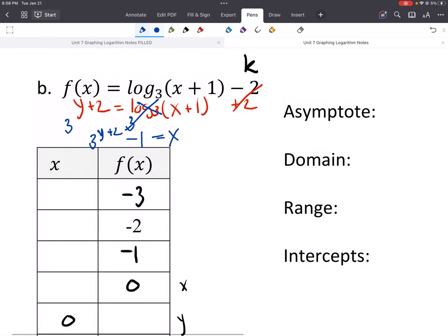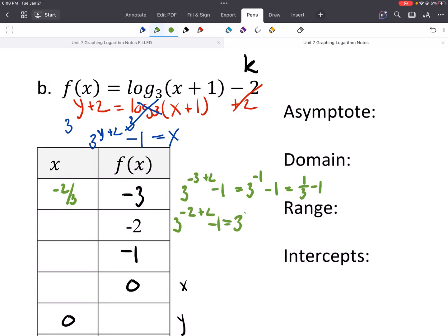Okay? All right, so let's plug these in. Again, you'll have to be able to do this without a calculator. So 3 to the -3 plus 2, minus 1. This will be 3 to the -1 minus 1. And that would give us 1/3 minus 1, so -2/3. Next one, -2 plus 2 minus 1, which would be 3 to the 0 minus 1, which would be 1 minus 1.